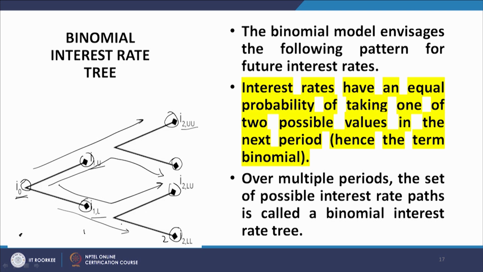The binomial model envisages the following pattern of future interest rates. Interest rates have an equal probability of taking one of two possible values in the next period, hence the term binomial. Now, please note, when I am talking about interest rates, I am talking about forward rates, the rate which is known at t equal to 0, but which is likely to occur for deposits or borrowings from t equal to 1 to t equal to 2 or t equal to 2 to t equal to 3 and so on. Over multiple periods, the set of possible interest rate paths is called a binomial interest rate tree, as this diagram in the left panel represents.